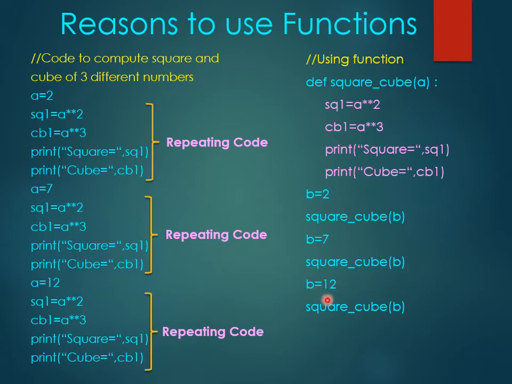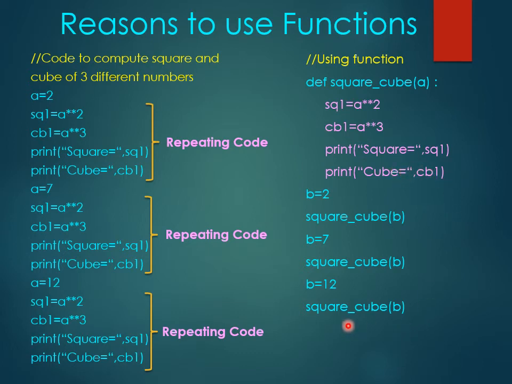Now it will take b equal to 12 and call square cube again, passing the value of b, 12, and it will be assigned to a. It will calculate 12 square and 12 cube, and it will be printed here and here. Okay, after executing the last statement, there is no further function call, so the program is over.